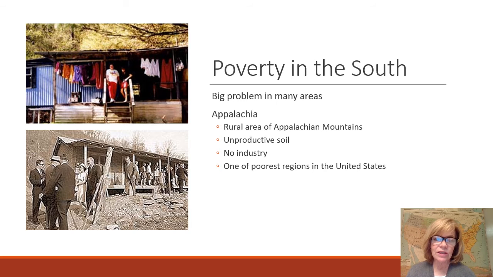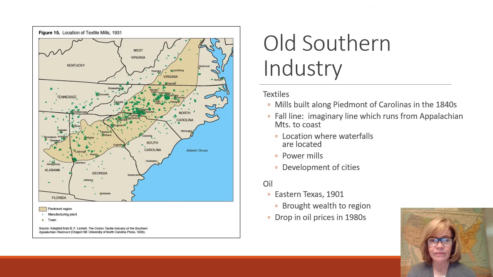This is President Lyndon Johnson down there, and he is visiting the home of a man who's impoverished. He did that to try to draw attention to the plight of many people in the South. Some people in the South were so poor that they called them clay eaters because they were forced to eat clay.